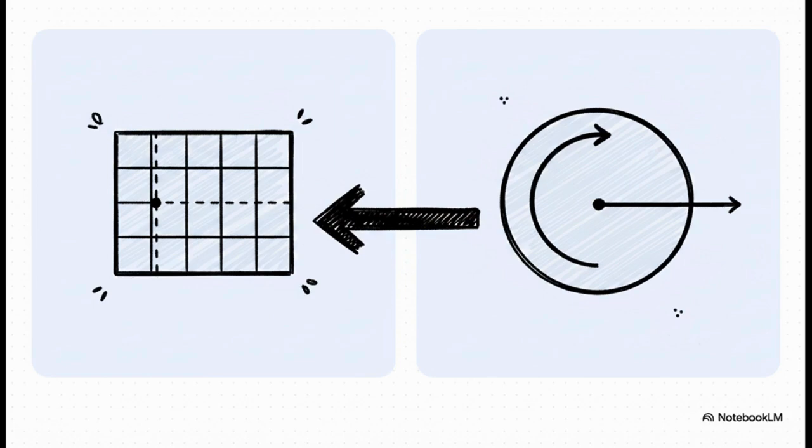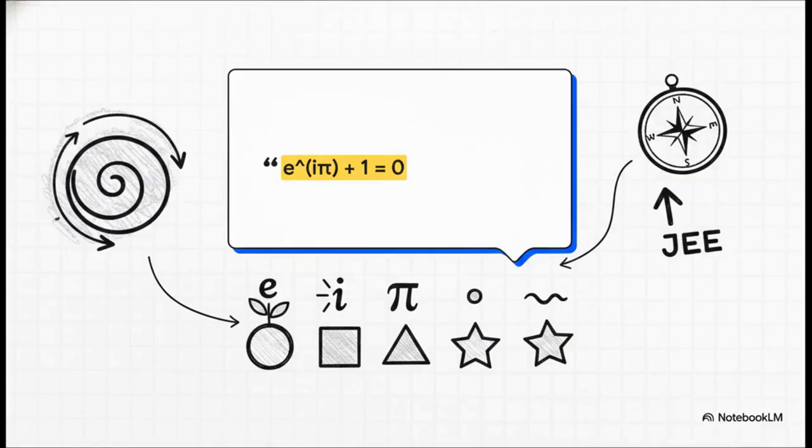By taking our modulus r and our argument angle theta, we can rewrite that exact same number using sine and cosine, or even more beautifully as r times e to the power of i theta. And this exponential form leads us straight to Euler's identity. e to the power of i pi plus 1 equals 0. Guys, this is an absolute legendary must-know for the JEE.